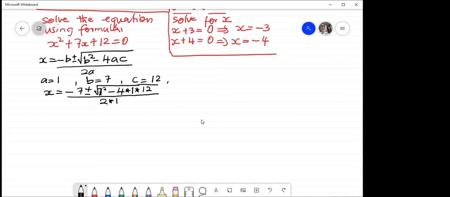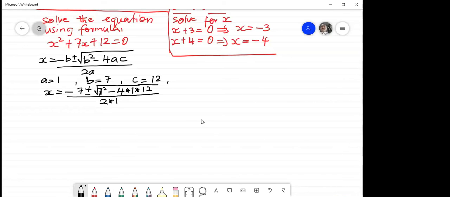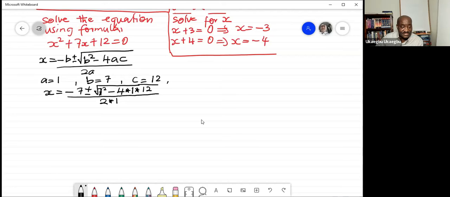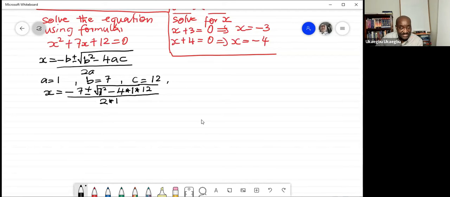After completing what's inside the square root, I got 49 and then minus 48. That's what I got. Okay, so that's 49 minus 48, right? Yeah. So what is 49 minus 48? 1. Okay, good. So what is the square root of 1? 1. Square root of 1 is 1. So you just got rid of the square root.